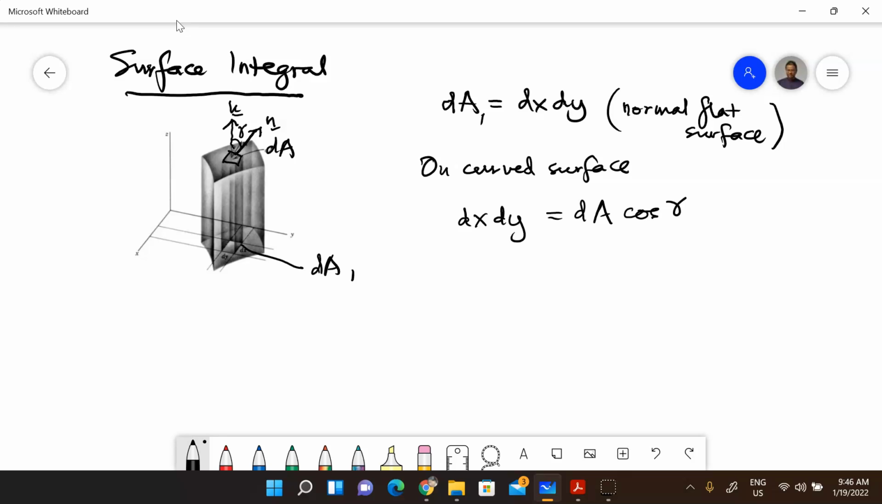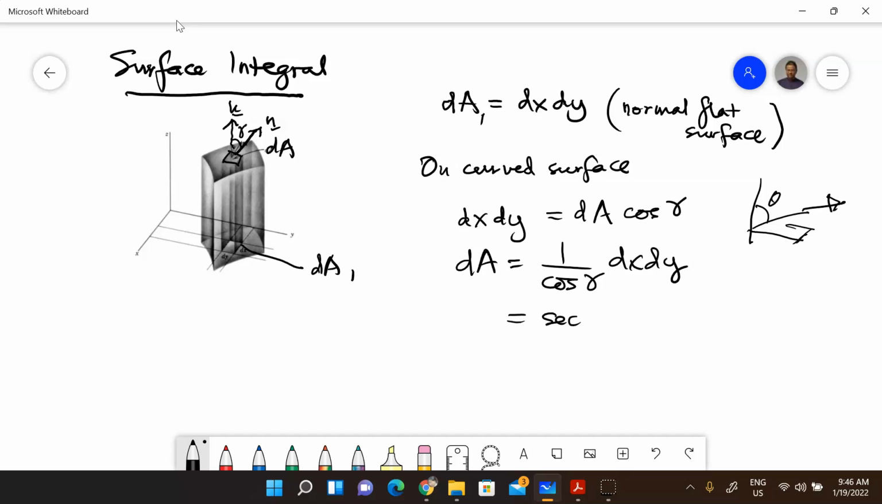This needs a little bit of geometry. So you have this angle over here, and then your flat surface. So here's your normal here. When you project it down over here, then you get your cos gamma. So here, one can write your dA to be equal to 1 over cos gamma dx dy, and this is just your secant.